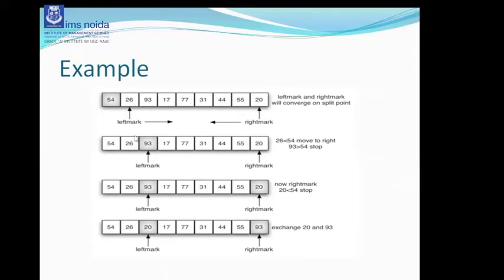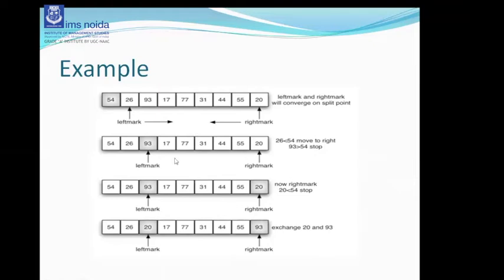We are marking two pointers. One is a left mark and the second one is a right mark. We'll first find out that this element, 26, is lesser than 54, because lesser elements will be arranged in the left side list, and the greater elements will be arranged on the right side list. So we'll find the lesser elements here and the greater elements here. If the element is lesser, it will remain here only, and if the element is greater, it will move to the right part of the list.